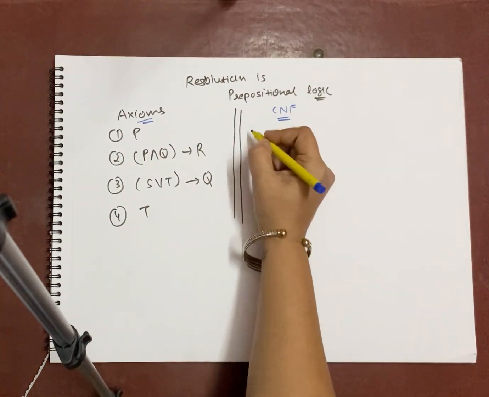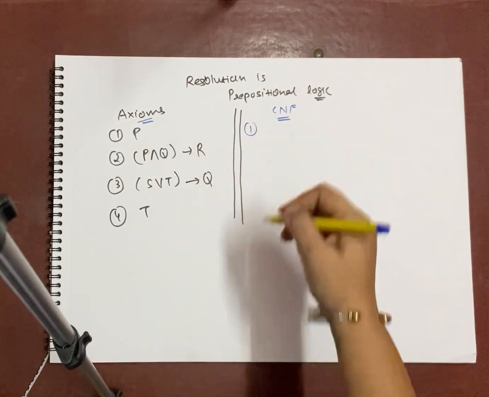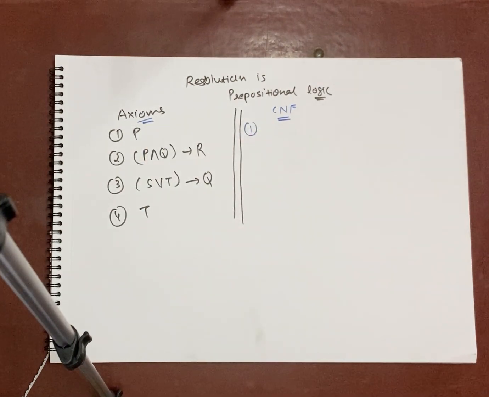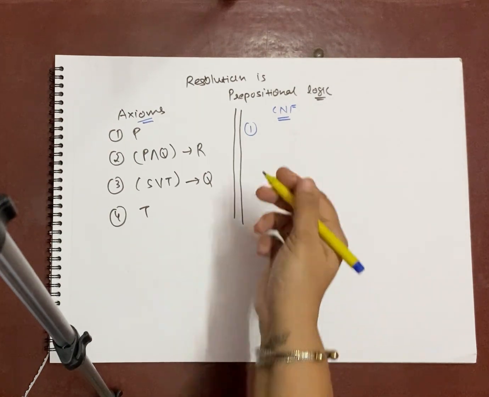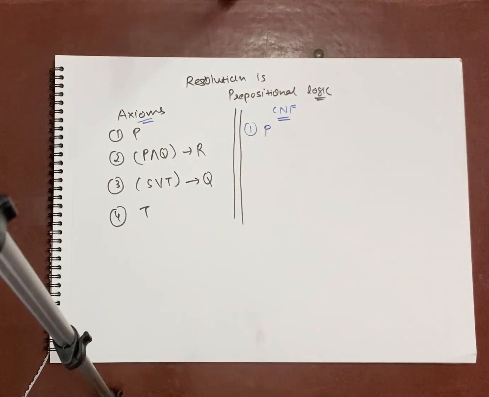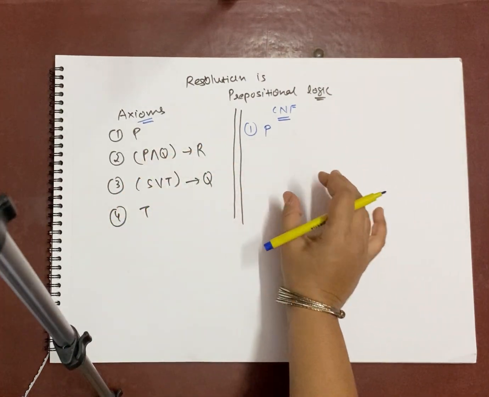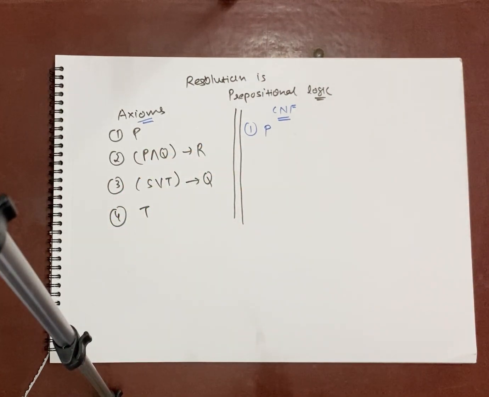So the first one, P, if you convert to conjunctive normal form, it doesn't contain any implication, it doesn't contain any other operators, and hence it will remain as it is. So P will be P itself. It is something like if I say man Marcus, then man Marcus as a predicate and as a CNF form is going to remain the same.